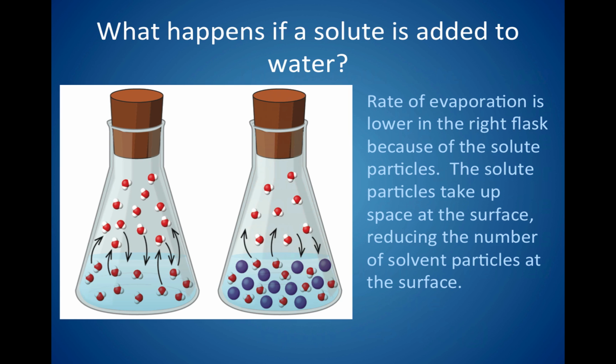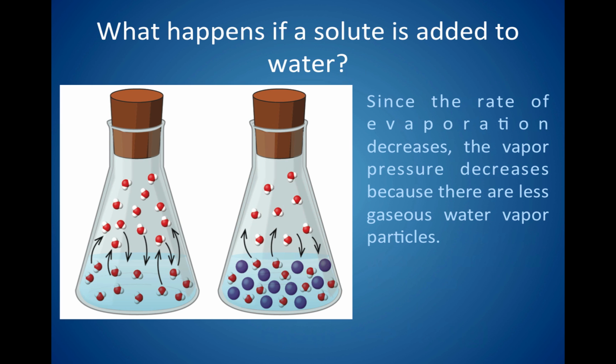The rate of evaporation is lower in the right flask because of the solute particles. The solute particles take up space at the surface, reducing the number of solvent particles at the surface. This, therefore, decreases the rate of evaporation. And since the rate of evaporation decreases, the vapor pressure decreases because there are fewer gaseous water vapor particles above the liquid.